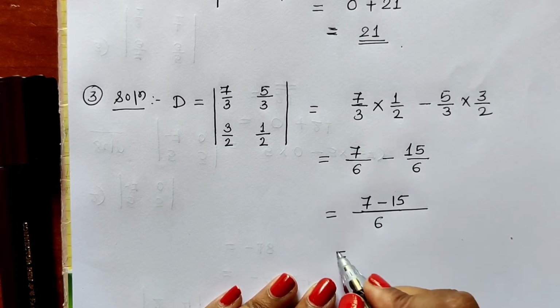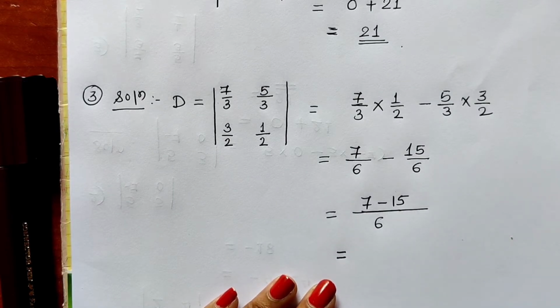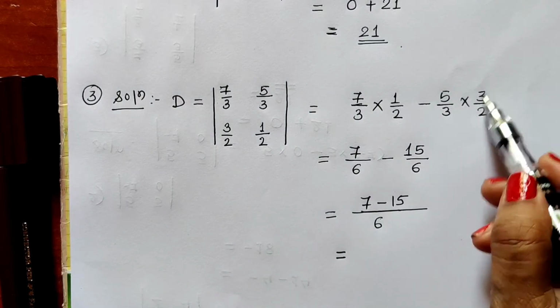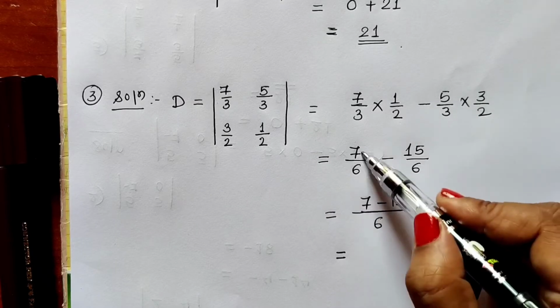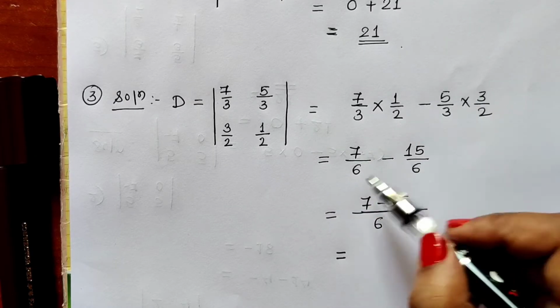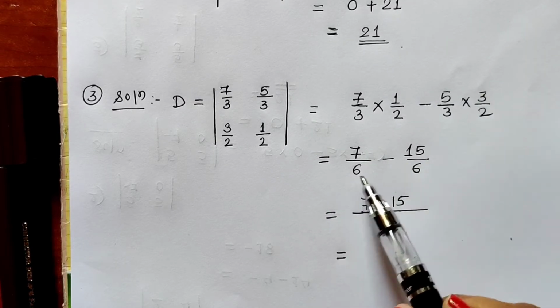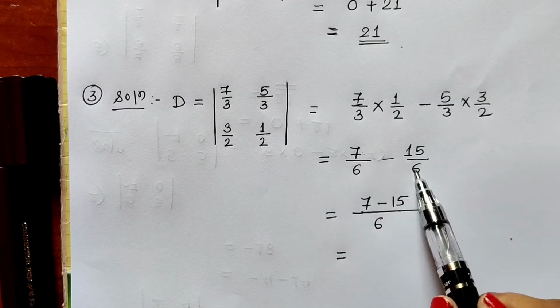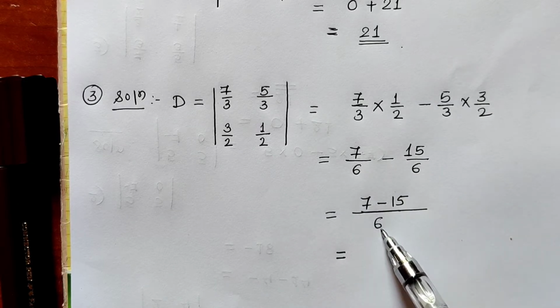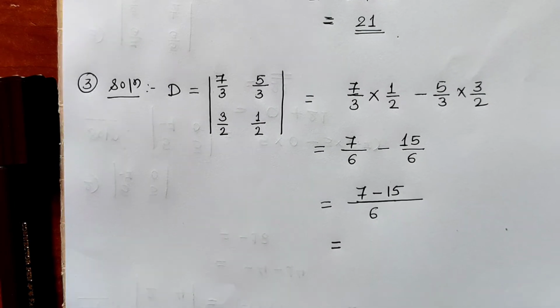So always see that your sum should become very simple. If you cancel this 3, it will become 5 upon 2. Then 7 upon 6 minus 5 upon 2, you will have to cross multiply. Here we don't require cross multiplication. The common denominator 6 we write one time and we will subtract the numerators.